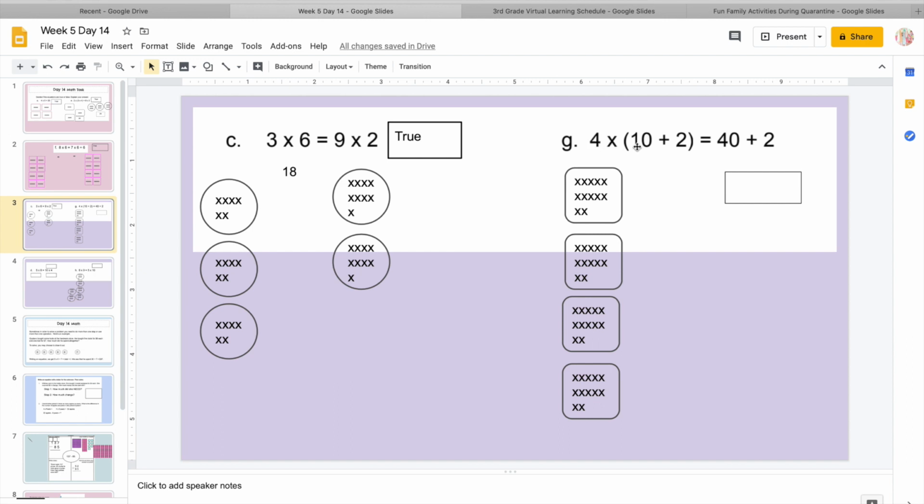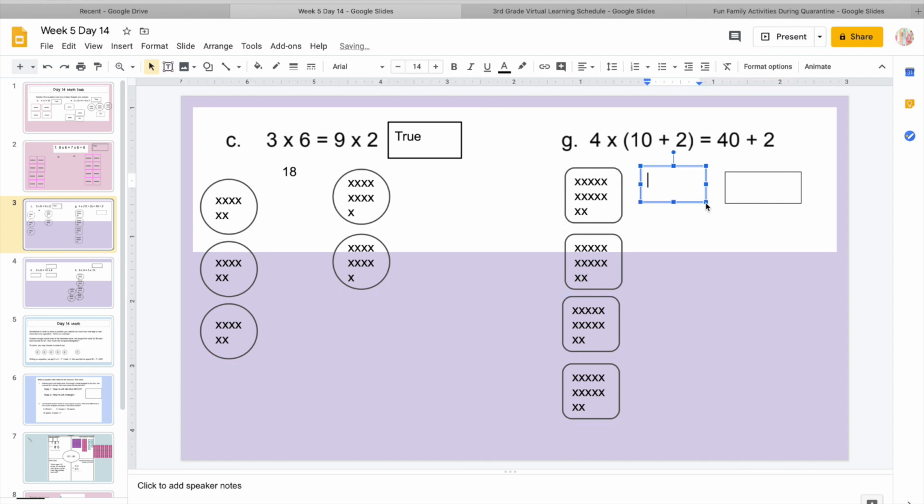We have 4 times 10 plus 2 equals 40 plus 2. So let's start with this side. So I need to figure out my parentheses. So what is 10 plus 2? So 10 plus 2, 10, 11, 12. So really I'm multiplying 4 times 12. Let's write this out so we don't get confused. So really I'm just doing 4 times 12 because 10 plus 2 equals 12.